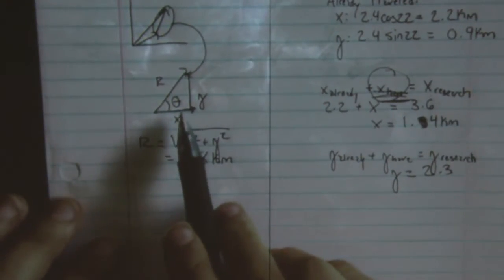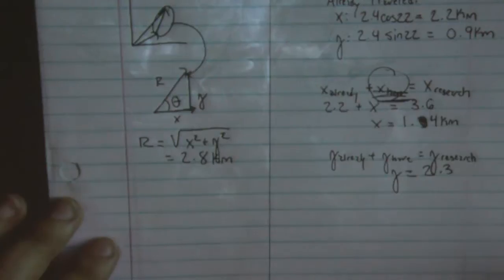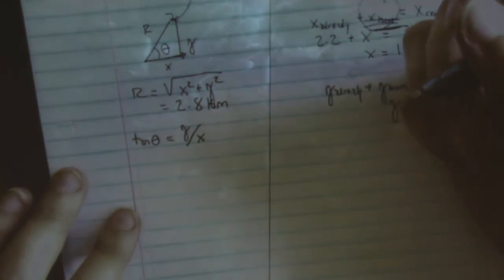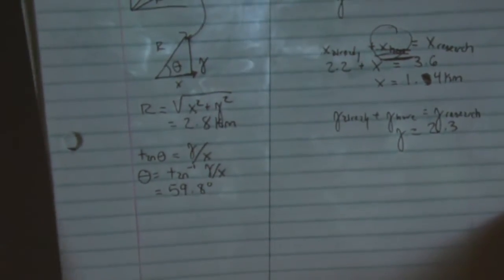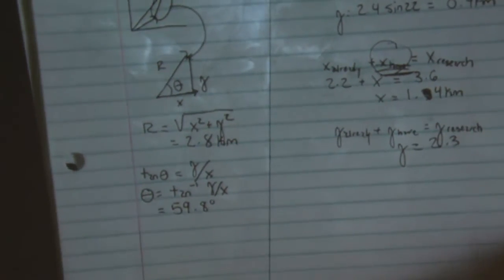So we want to find this angle. So we can use our trig functions. Everyone's favorite trig function happens to be tangent, so we're going to use that one. So we know tan theta is equal to opposite, so that would be our y, over adjacent, which happens to be our x. So our theta will be equal to the inverse tan of y over x. And we should get about 59.8 degrees, something like that. And there we go. So we know our displacement vector will be 2.8 kilometers, 59 degrees north of east.